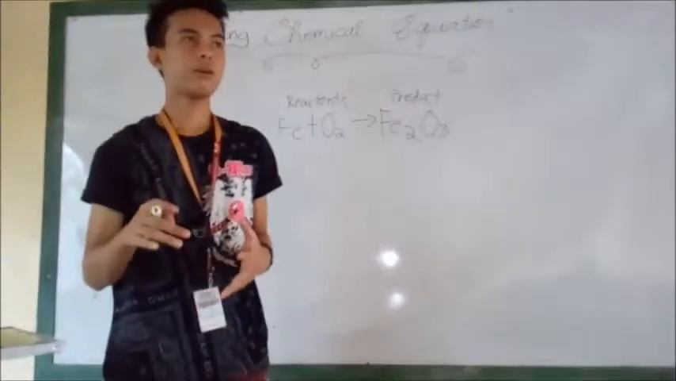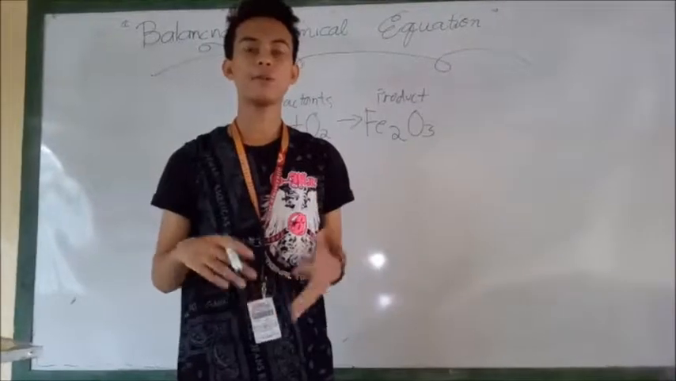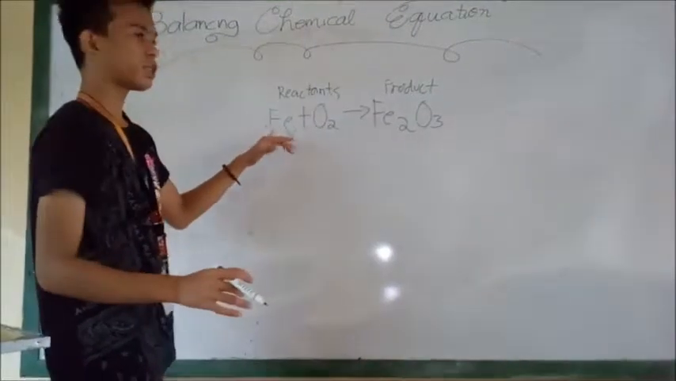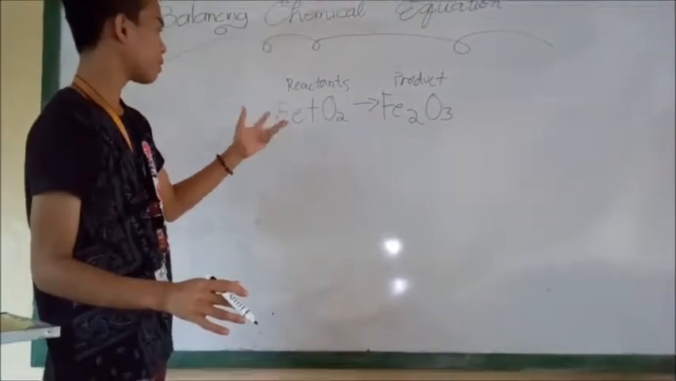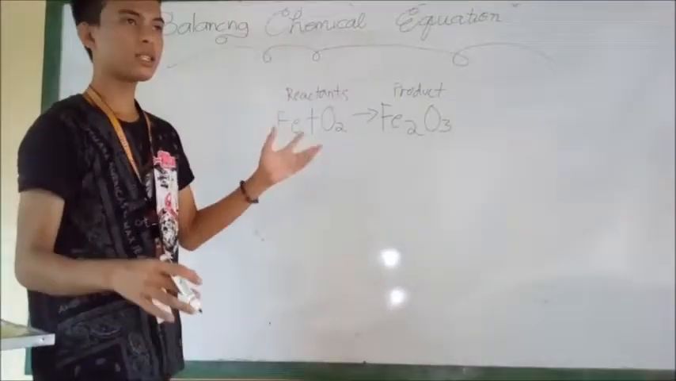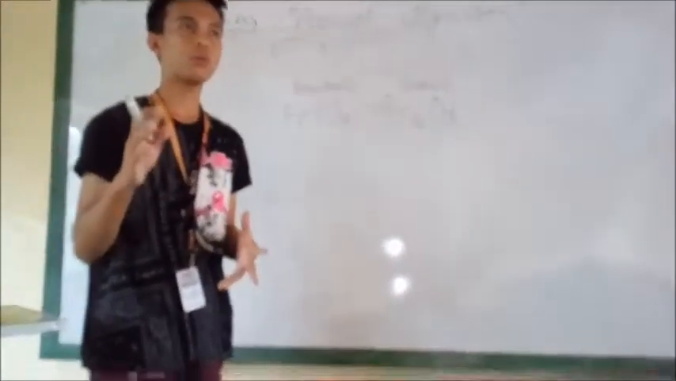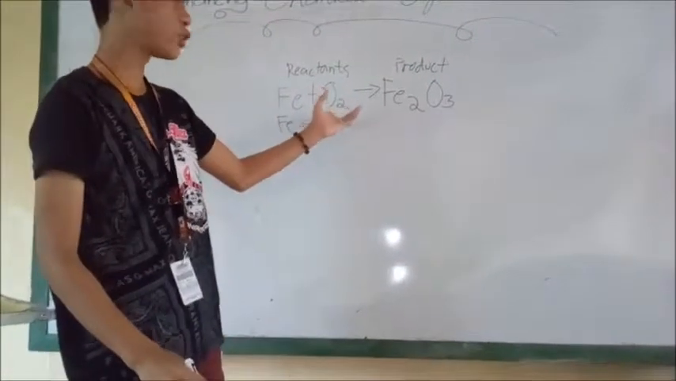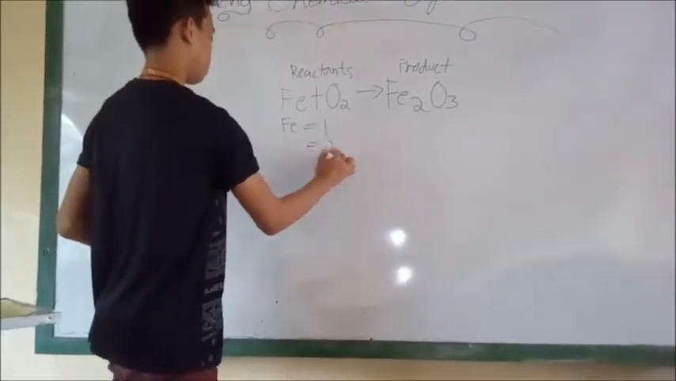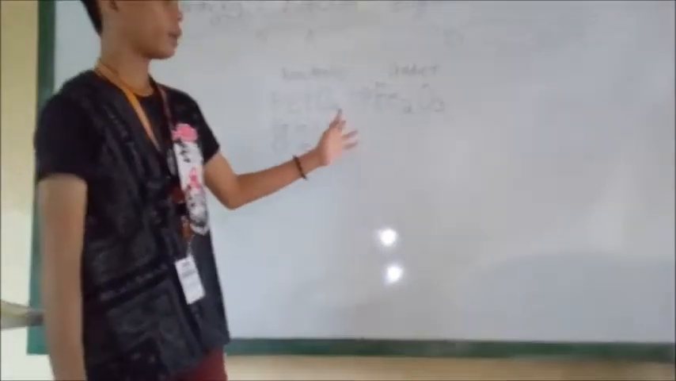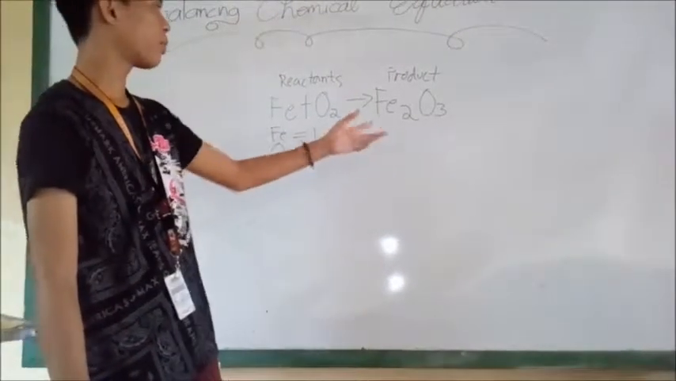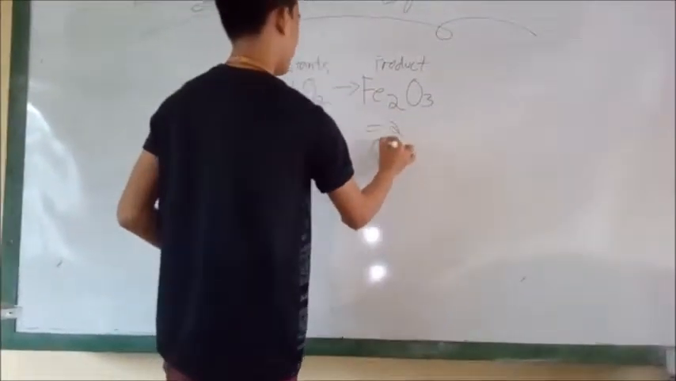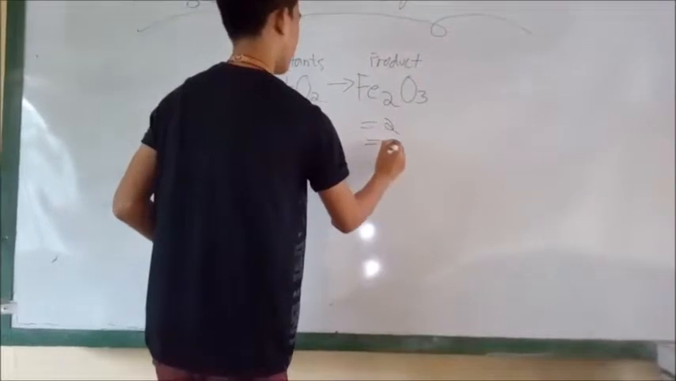Always keep in mind that every subscript is equal to a number of atoms. For example, for iron, there is no subscript here, but if there is no subscript, it is automatically equal to one atom. One atom for iron, and for oxygen it is 2. This is only for the reactants. For the products, the iron here is 2 atoms, and the oxygen is 3 atoms.